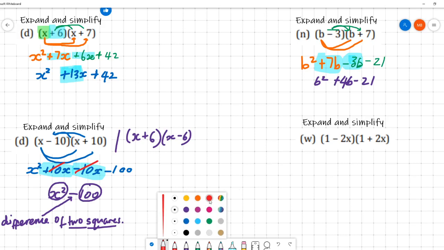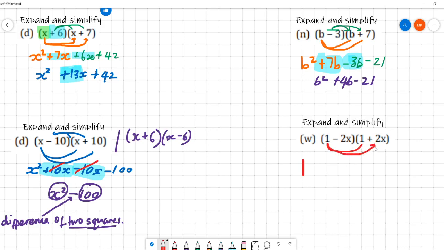The manner in which we expand the brackets will still remain the same. So we're going to start off with this number 1, and we're going to do 1 times 1, which is going to give us 1. Then we're going to do 1 multiplied by positive 2x, which is going to give us positive 2x. Now let's have a look at the second bit. Now remember, this negative sign is very important. So we're doing negative 2x, it's not 2x, it's negative 2x multiplied by 1. Negative 2x multiplied by 1 is negative 2x.